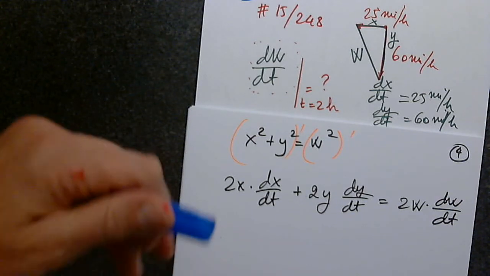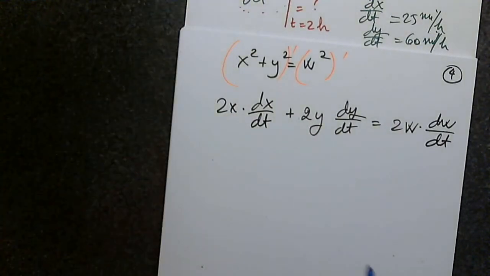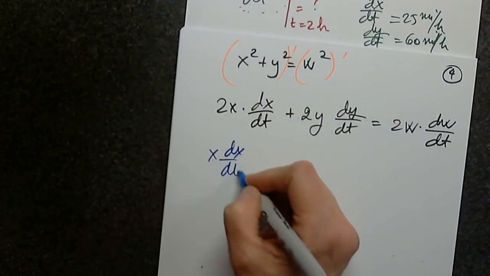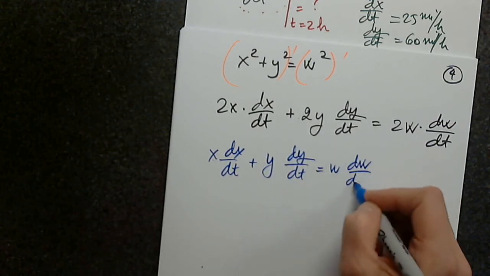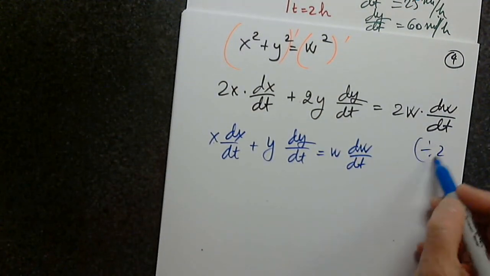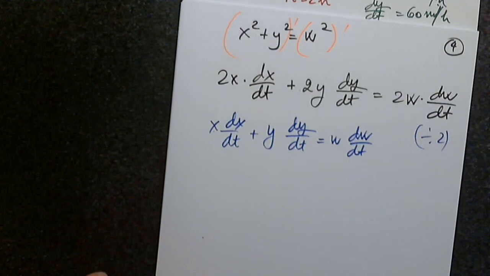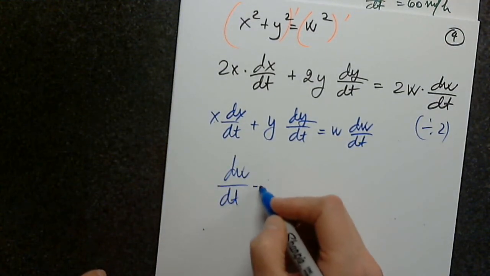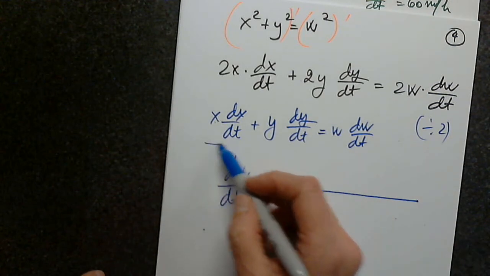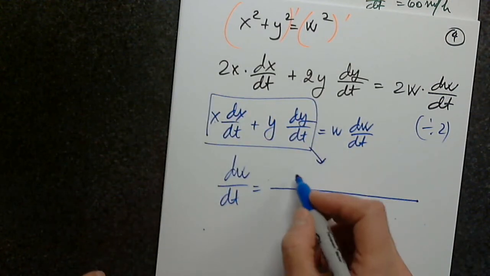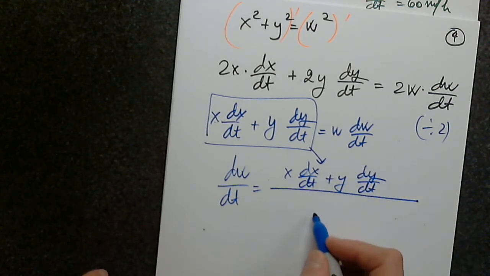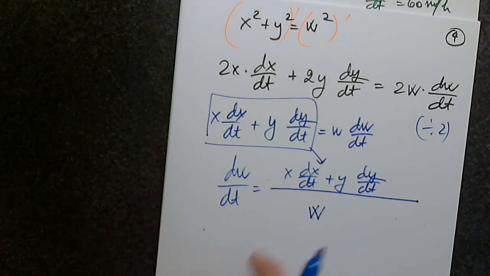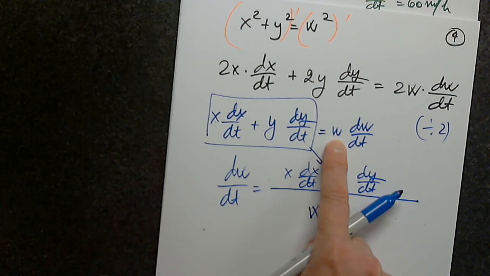Of course, I will divide all three terms, I meant to say, by 2. So I have x dx over dt plus y dy over dt equals w dw over dt. So we divided each term by 2. So now I have dw over dt equals x dx over dt plus y dy over dt, divided by w. Is that clear? I'm solving for this.